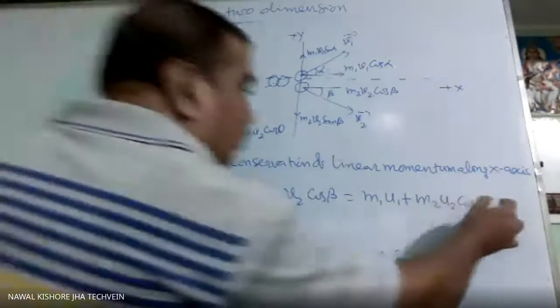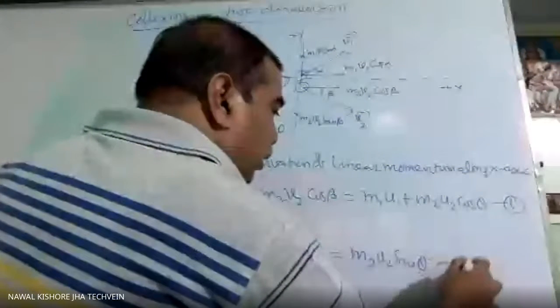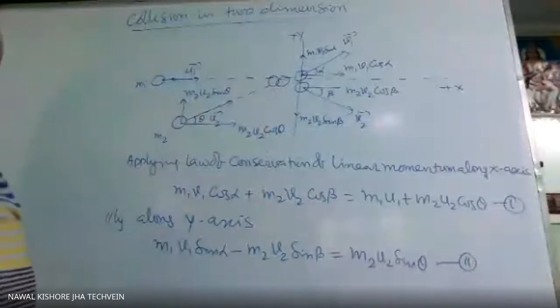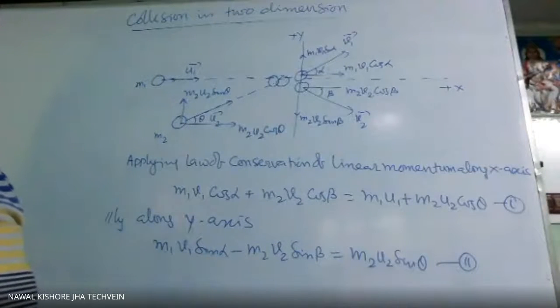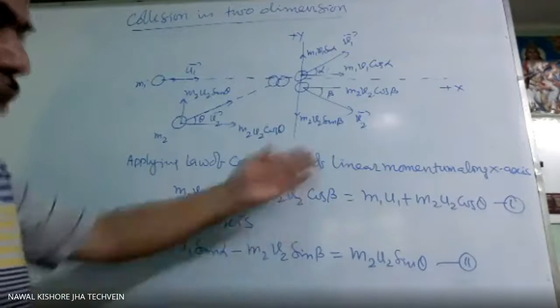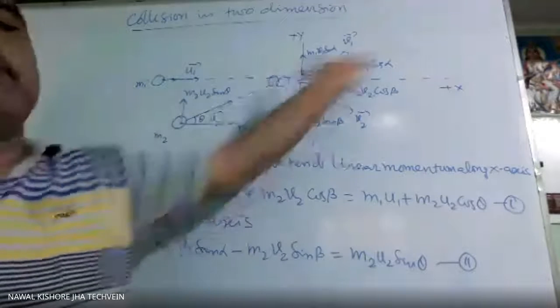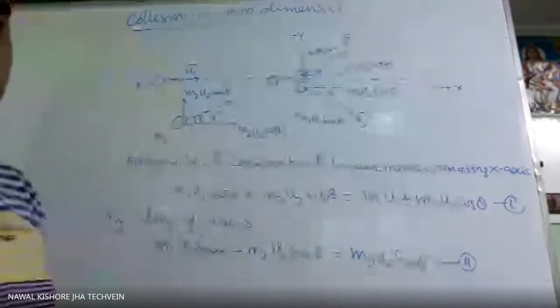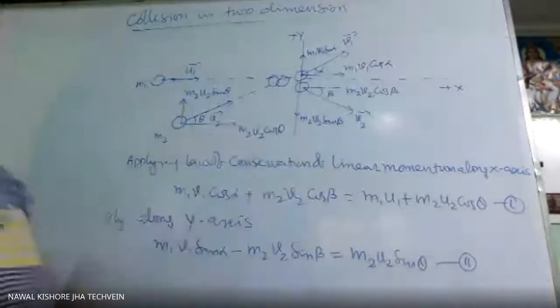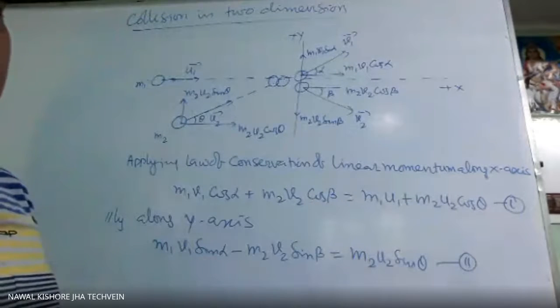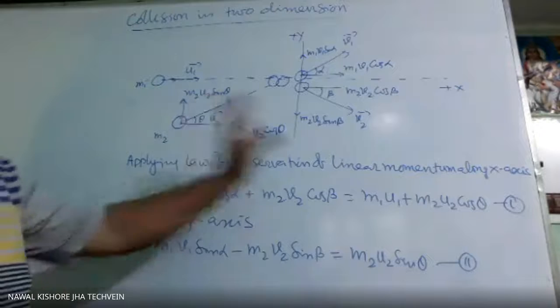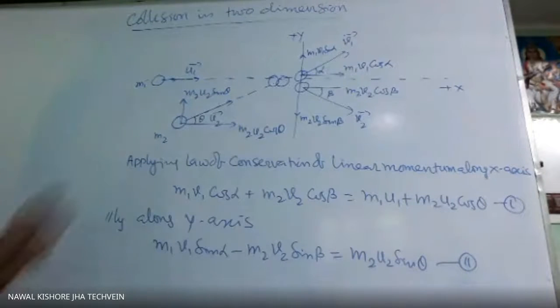So these are the two equations which will be valid for each type of collision, whether elastic, inelastic, perfectly elastic or perfectly inelastic, whatever it is. If it is perfectly inelastic, naturally both will be moving in one direction only, whatever direction is given. So we can apply the law of conservation of linear momentum when the collision is taking place in two dimensions also. This is mentioned in our syllabus, so we should know this, but it is not given in the book.